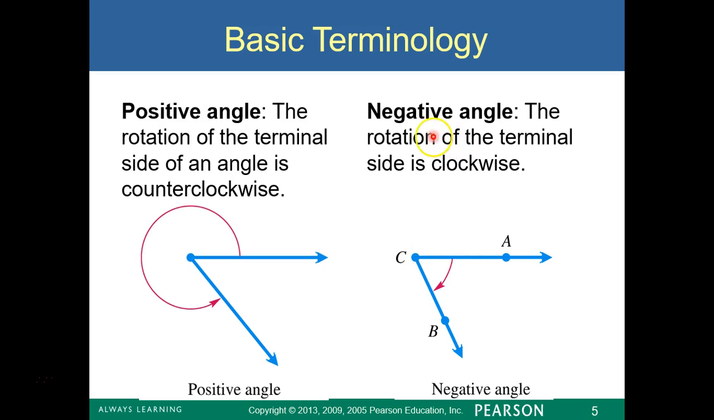And then over here, to get a negative angle, again, this side right here is our initial side, and we go in a clockwise motion and end up here with our terminal side. Whenever we go in a clockwise motion, that is a negative angle.